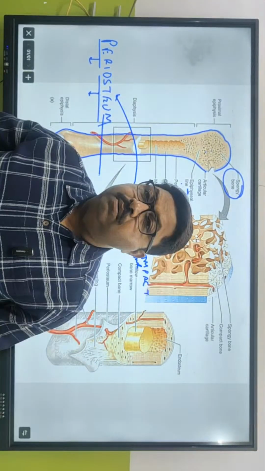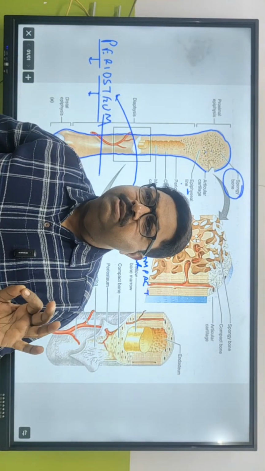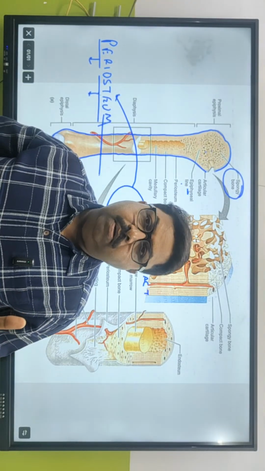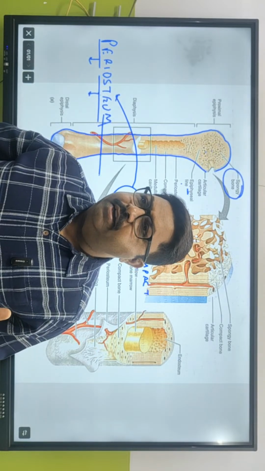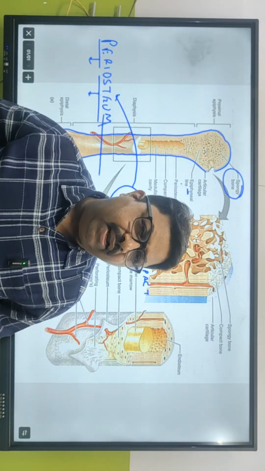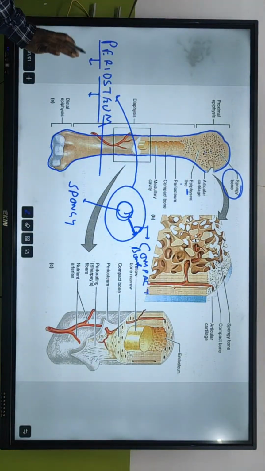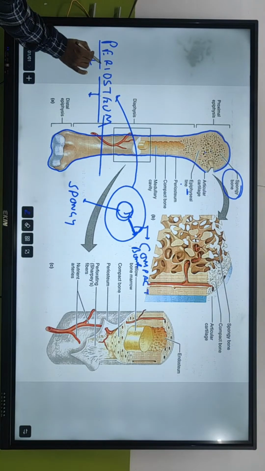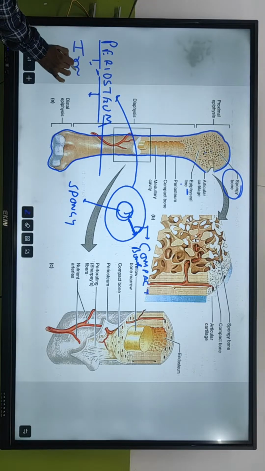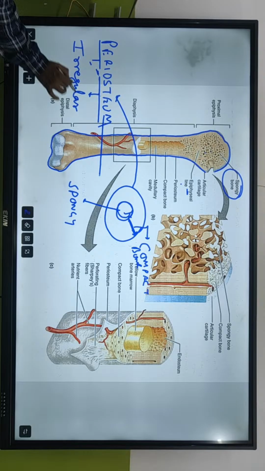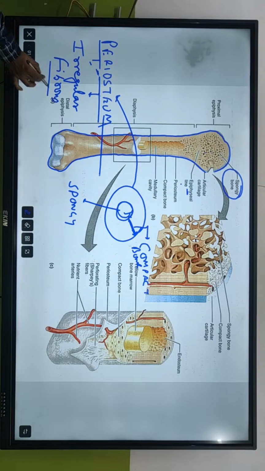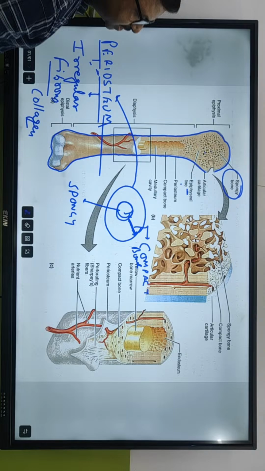Tell me, it is made up of? No, it is made up of some connective tissue. What kind of connective tissue? We have studied that under structural organization in animals, where we studied about tissues, especially connective tissue. What kind of connective tissue is this? Is it regular or irregular? Irregular fibrous or irregular elastic? Irregular fibrous. Very good. Irregular fibrous means they have got collagen. So this is the periosteum.